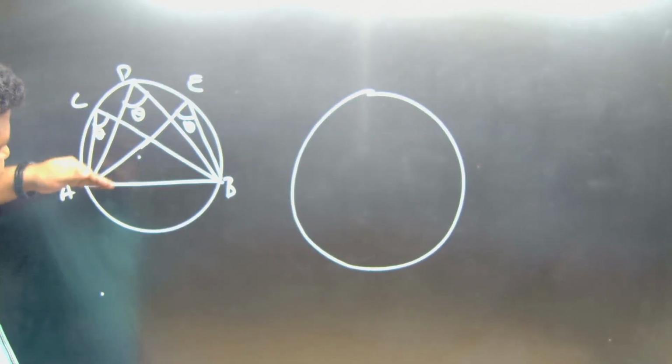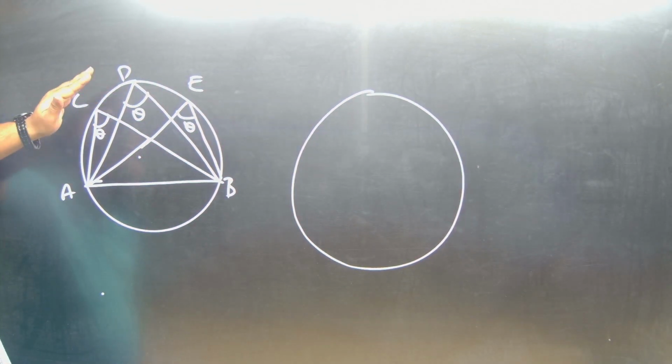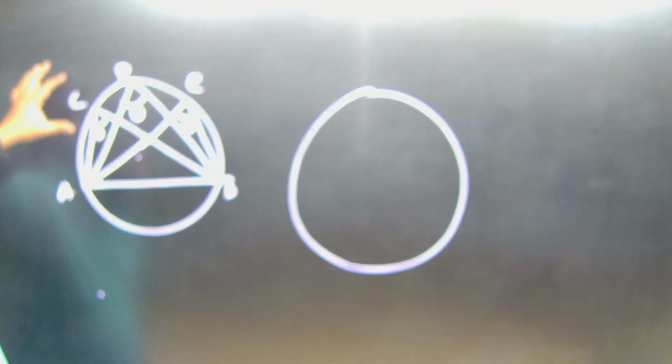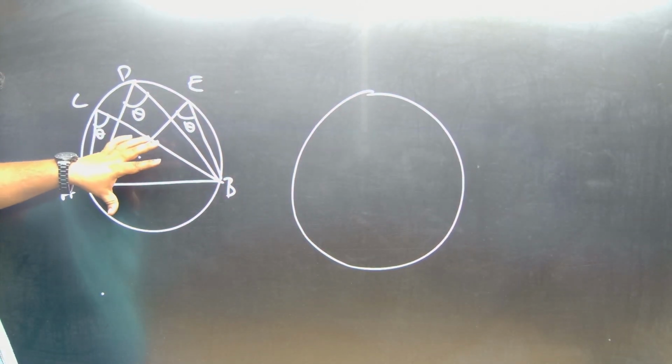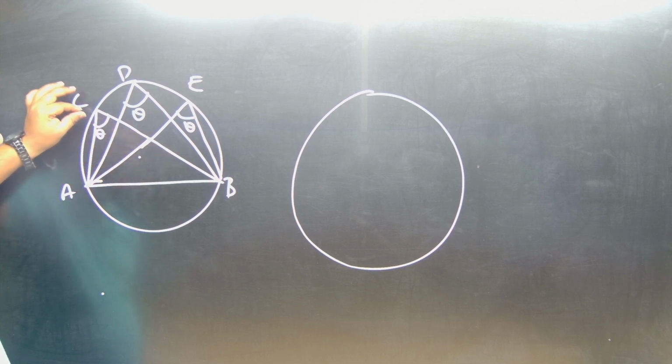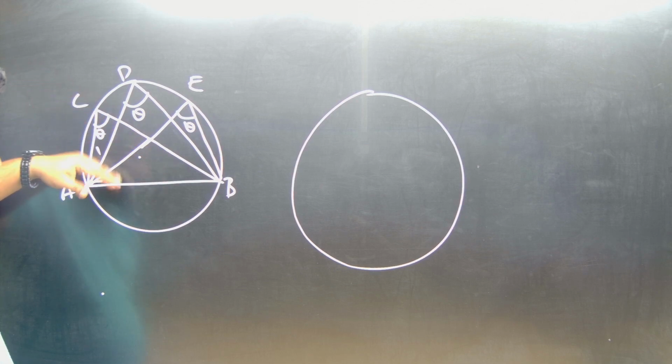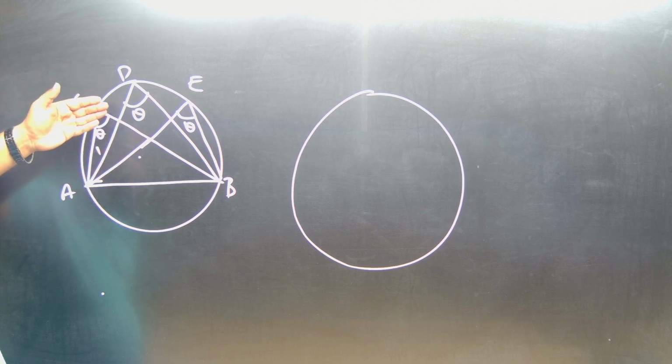So, towards the same side of the chord, if you are having an angle with a point on the circumference where the angle is being made, and the two ends of the angle are being made by the two ends of the chord, then the two ends of the chord are making an angle at the point on the circumference towards the same side of the chord.